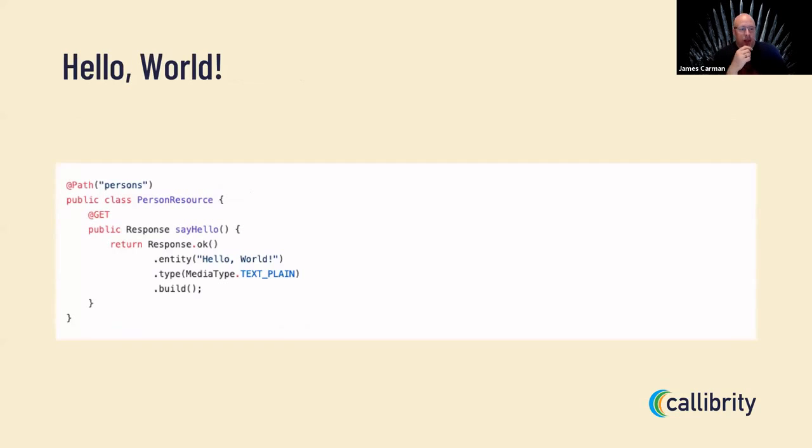So we'll start with the first resource class. This is what they call a resource class, so that's basically the service of your app. In order to be a resource, at least a root resource, you have to have the @Path annotation. Since we had the application before that said API, and this says persons, you're going to access this at API/persons. And since we don't have a path annotation on this sayHello method, it's just going to be right on the persons root, and it's a GET request.